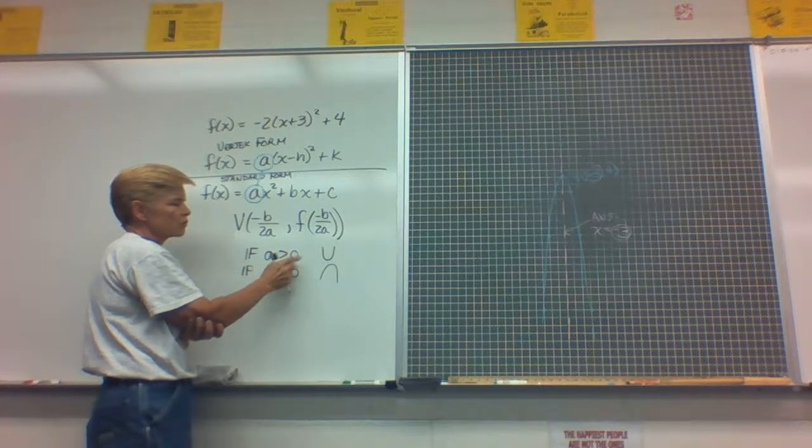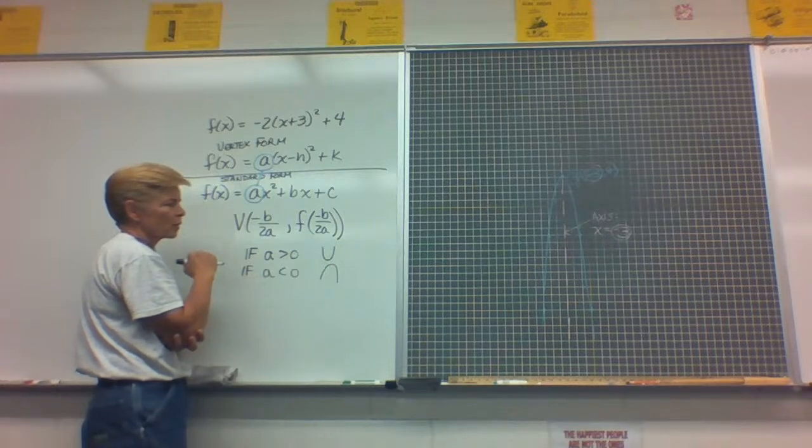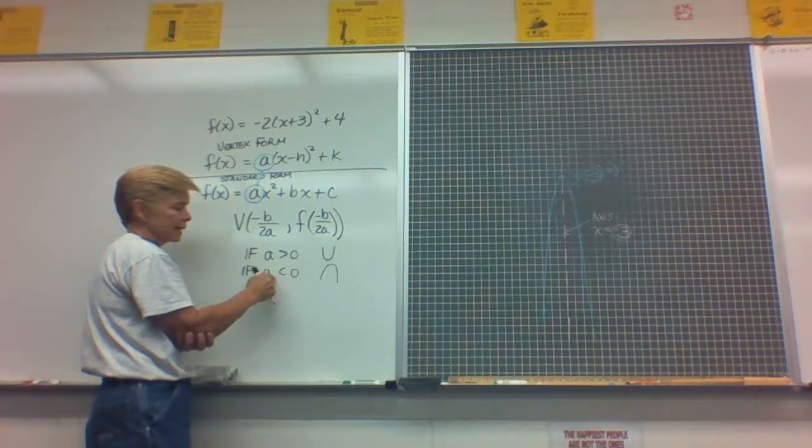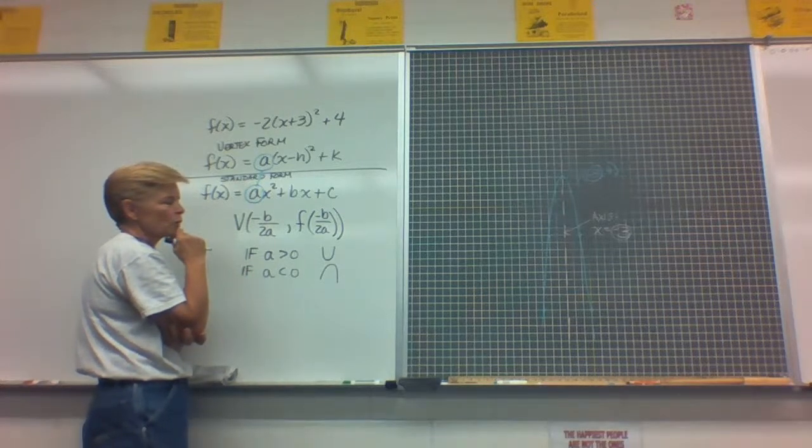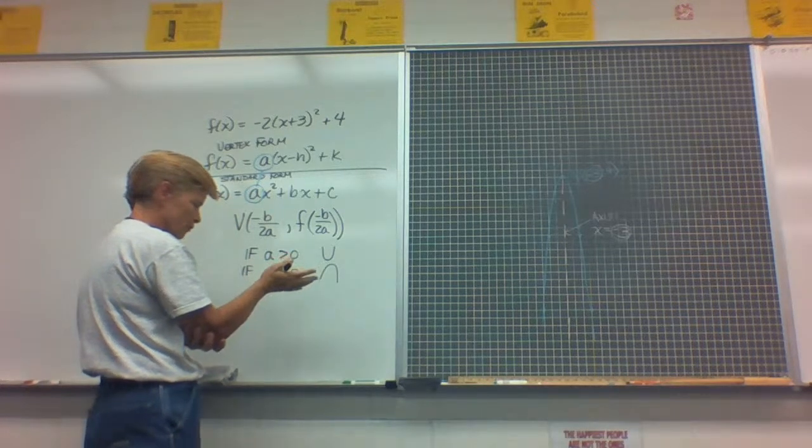When a is greater than 0, it means it's positive. It means you can expect the parabola to open upward. When a is less than 0, meaning negative, you can expect it to open downward. So that sign on a tells you whether it's going to open up or down. That's important information.